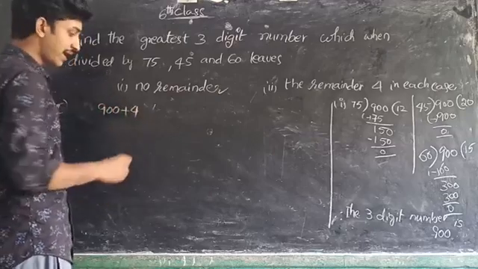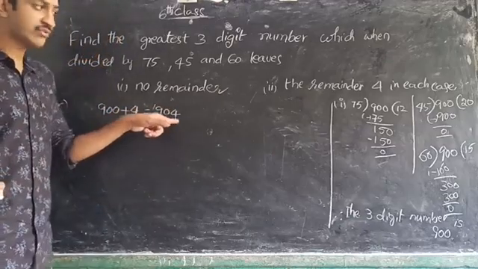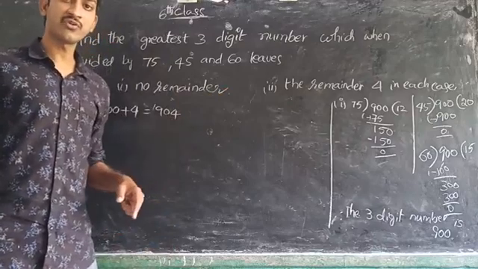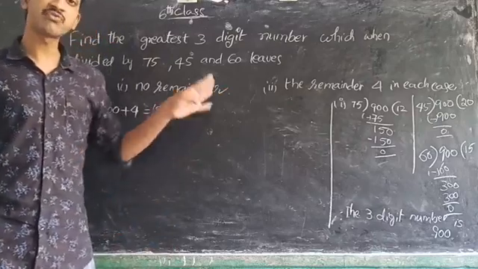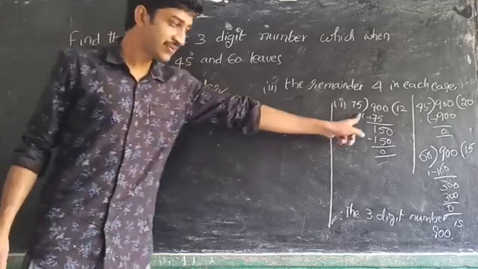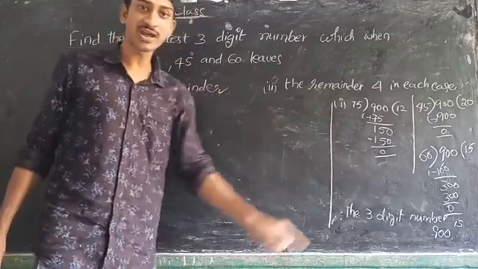I am adding 4 to 900 and it becomes 904. If you divide 904 with 75, what is the remainder? 4 is the remainder. Why 4? I am adding extra 4 to 900. 900 is exactly divisible, so it leaves remainder 4. I am adding 4 to this number, so it leaves 4 as the remainder.